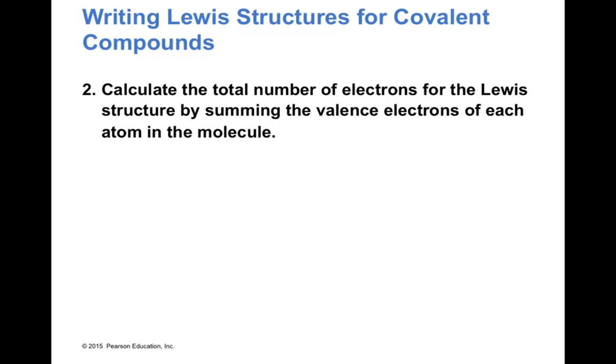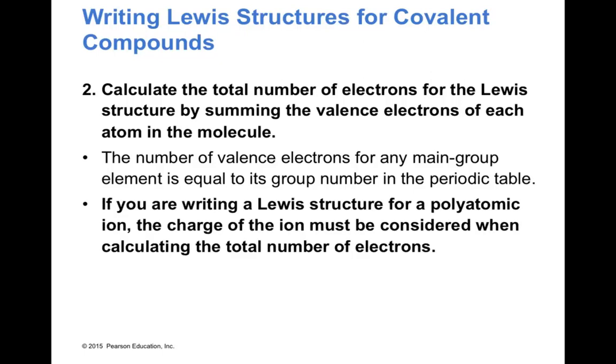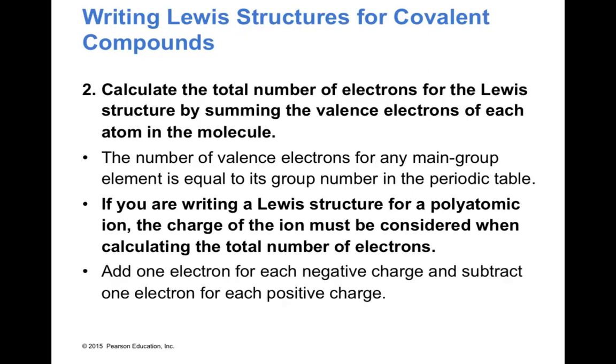Second, we need to calculate the total number of electrons for the Lewis structure by summing the valence electrons of each atom in the molecule. The number of valence electrons for any main group element is equal to its group number in the periodic table, and this represents the valence electrons. If we are writing a Lewis structure for a polyatomic ion, the charge of the ion must be considered when calculating the total number of electrons. So if the polyatomic ion has a negative charge, you add 1 electron to the pool of electrons that we count for each of the atoms. Now, if the polyatomic ion is positive, we need to subtract 1 electron for each positive charge from the pool of electrons calculated for the atoms themselves.